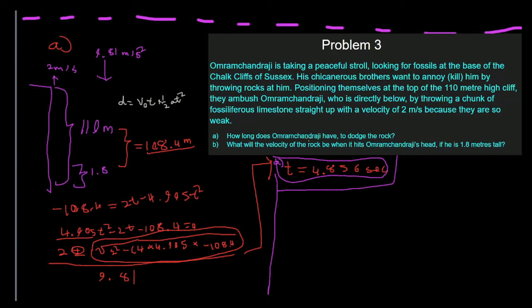Now for B, what will the velocity be when it hits Om Ramchandraji's head? For this, we can simply just use v equals v0 plus at, because we already have the time, and we already know the initial velocity. v equals 2 minus 9.81 times 4.856. Of course your answers may differ. It's around 45 to 46, possibly a little bit more, a little bit less. But you should get around this number if you use 9.81 or 9.8 or 10. And remember, it will be negative because it's going in the downward direction.